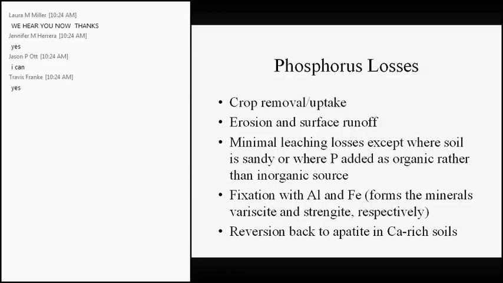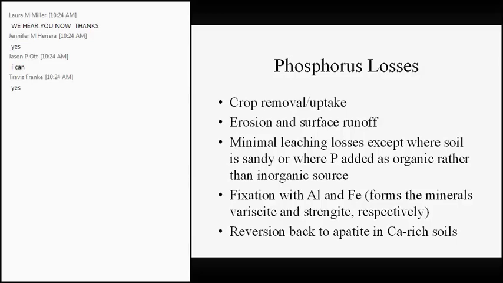And so basically what's happened in that situation is we have saturated those calcium, magnesium, iron, aluminum, and manganese sites, and so that reversion and fixation is no longer occurring. And so the organic phosphorus compounds are much more mobile, and we start to move those down into the soil profile.